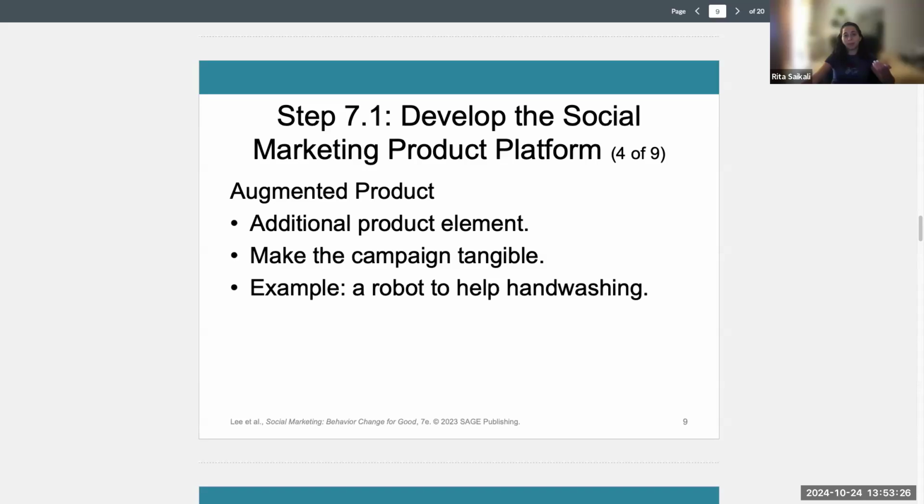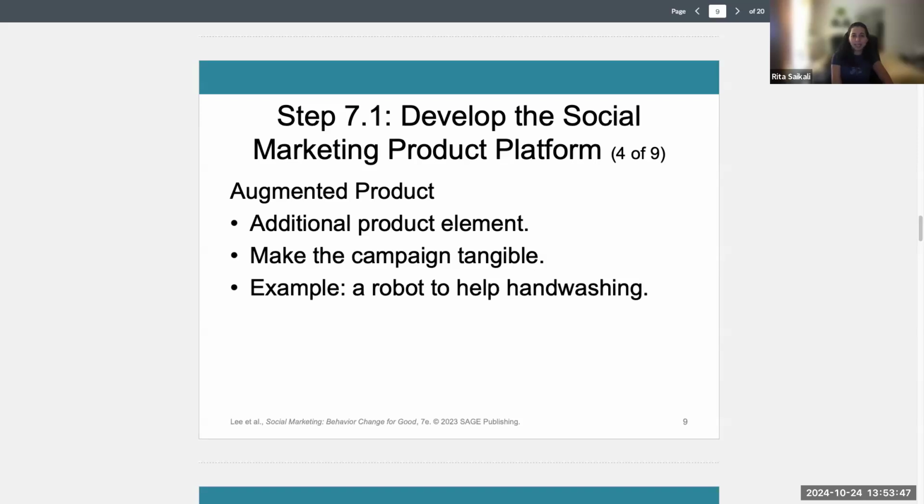So the augmented product should be designed to offer additional motivation or support. And this could involve offering a reward, things like certificates or badges for consistent behavior adoption, or providing supplementary resources such as free informational workshops.